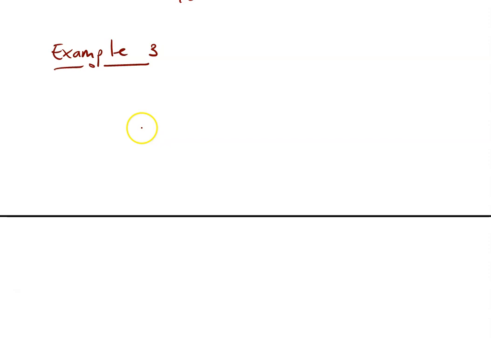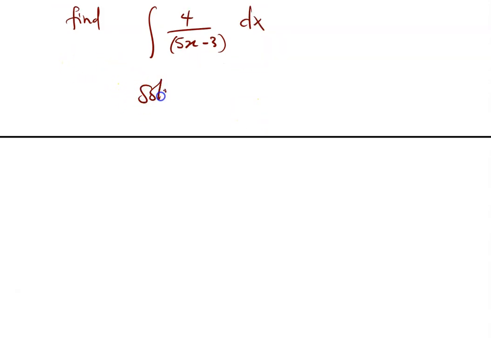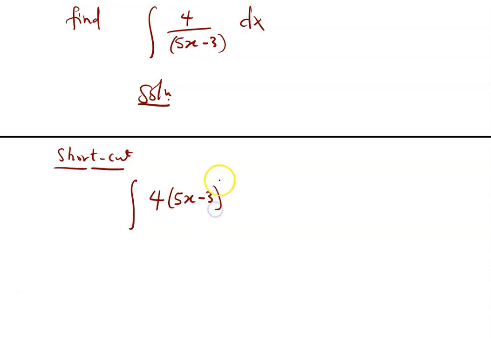So example 3, the question says that we should find the integration of 4 on 5x minus 3, dx. Do you get it? So solution. I'm trying to use the shortcut phase. Right, with the shortcut, what do I get? This is the same as integration of 4 times 5x minus 3 exponent minus 1, dx. Do you get it?